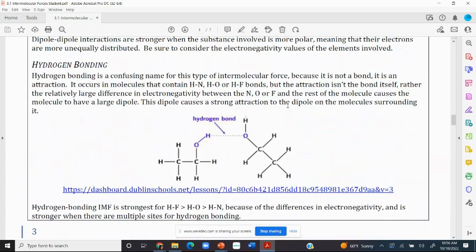Wait, so if you have an H bond, you know immediately that it has dipole? Yep. So true.